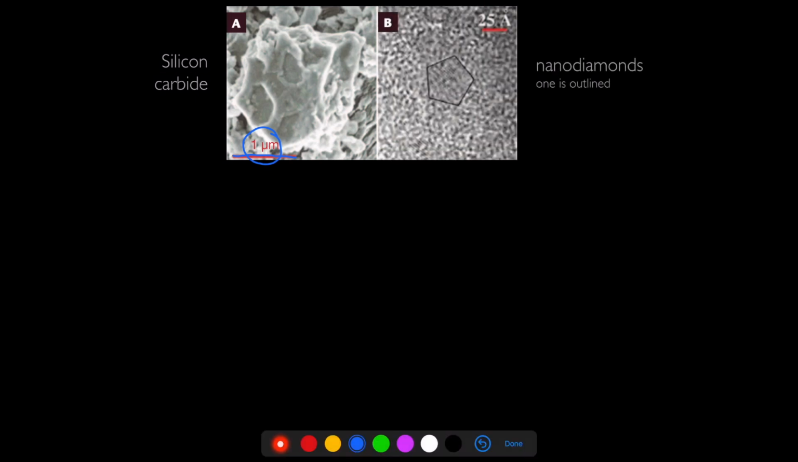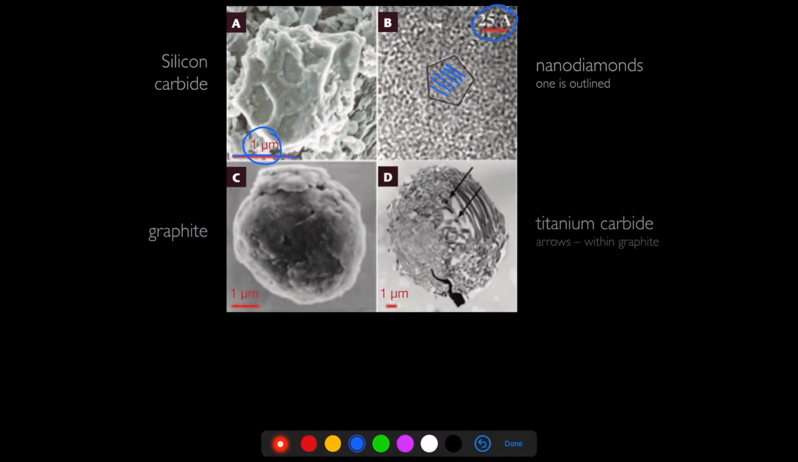Second example is a nanodiamond. There are many nanodiamonds found, but these are very small. You can see here the scale bar is 25 nanometers, and actually these are many nanodiamonds. One is outlined, and we can actually see the individual carbon atoms, or the layering of the carbon atoms, within this one nanodiamond. Then there are 2 more examples, graphite and titanium carbide. So the graphite is a couple of micrometers, as you can see here, and the titanium carbide are actually these tiny grains here. So these are very small again.